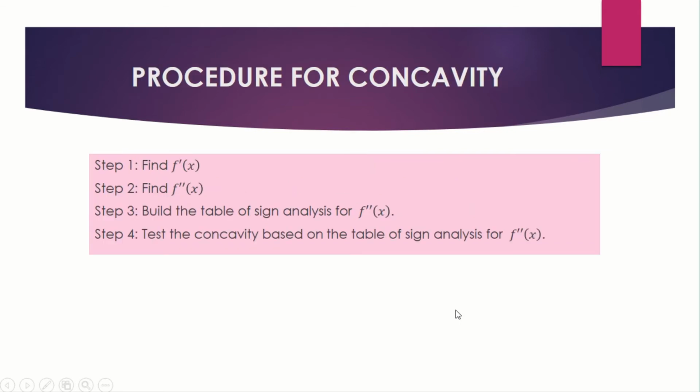Okay, this is the procedure to find the concavity. First, we need to find f'(x). Second, we find f''(x). And after that, we build the sign table for f''(x). If we recall, for decreasing and increasing intervals, we do the f'(x) sign table. But for concavity, we draw the sign analysis for f''. And after that, we test the concavity based on the table of f''(x).